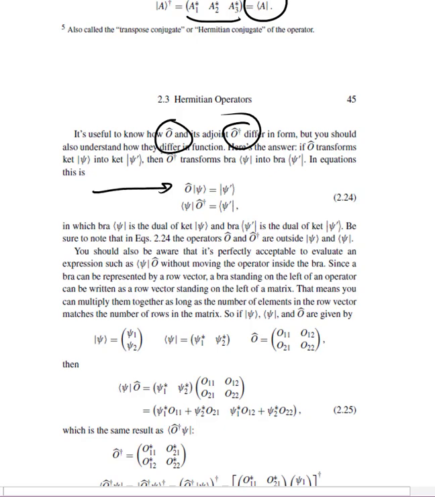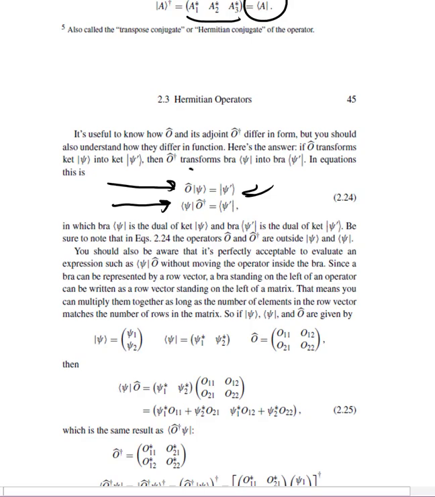If O operates on a ket psi to produce a new ket, which we'll call psi prime, then the adjoint of O operates on the bra psi, that is the dual of ket psi, and you get a bra psi prime that is the dual of the ket psi prime. So O operating on psi produces psi prime the ket, and O's adjoint operating on the bra psi produces the bra psi prime that is the dual of ket psi prime.